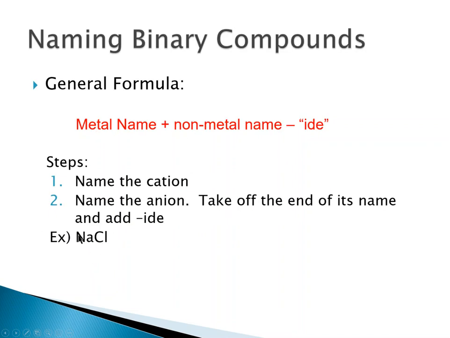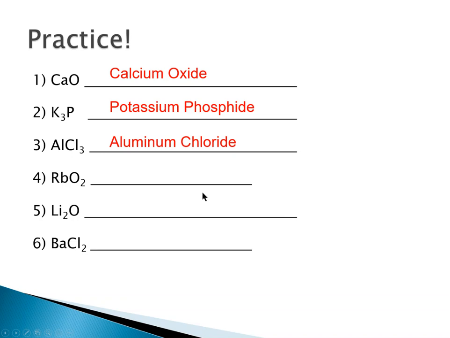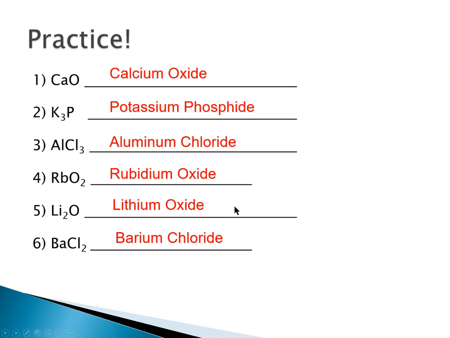So the metal name sodium and the non-metal name with "ide" at the end. So sodium chloride. So go ahead and take a minute and see if you can name these compounds using that method. All right, so for number 1, it's calcium and oxygen, so calcium oxide. Number 2 is potassium and phosphorus, so potassium phosphide. Aluminum chloride, rubidium oxide, lithium oxide, and barium chloride.